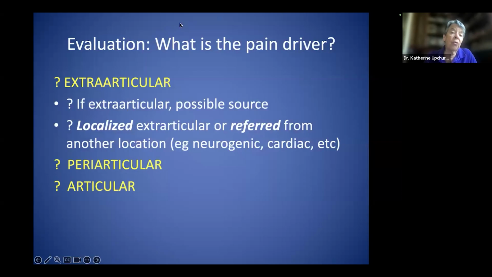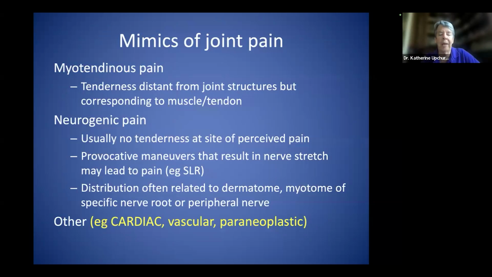And if it's extra-articular, we need to think about possible sources, particularly, and we'll focus on this again shortly, referred pain from other locations, such as neurogenic pain, and one familiar to you all, cardiac pain, which produces pain often in the shoulder and the upper extremity. So there are a lot of different things that can masquerade as articular pain that we have to sort out as well. And how do we do that?